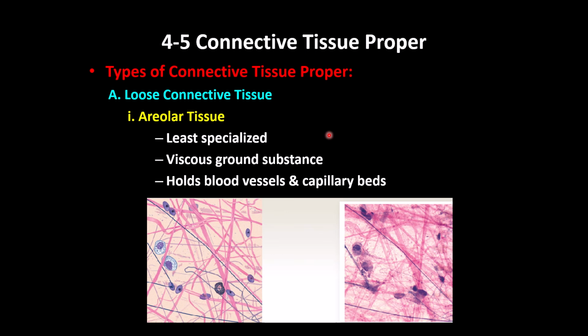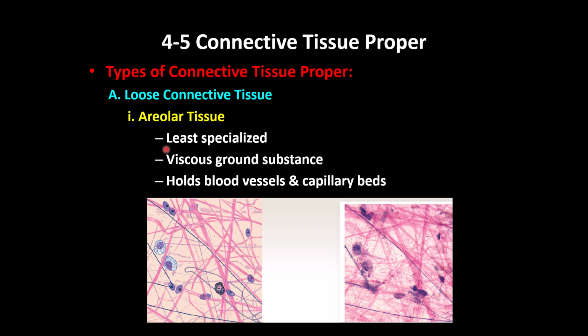So now it's the types of connective tissue proper. The first one is called loose connective tissue. Another one is called dense connective tissue. Loose connective tissue divides into three different types. One is called loose areolar tissue.